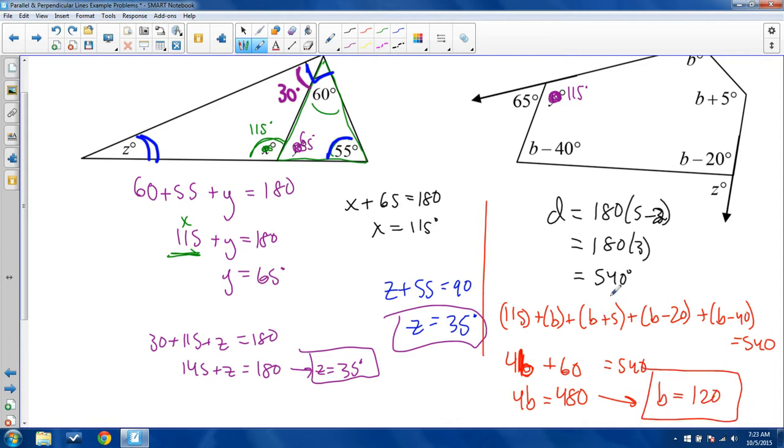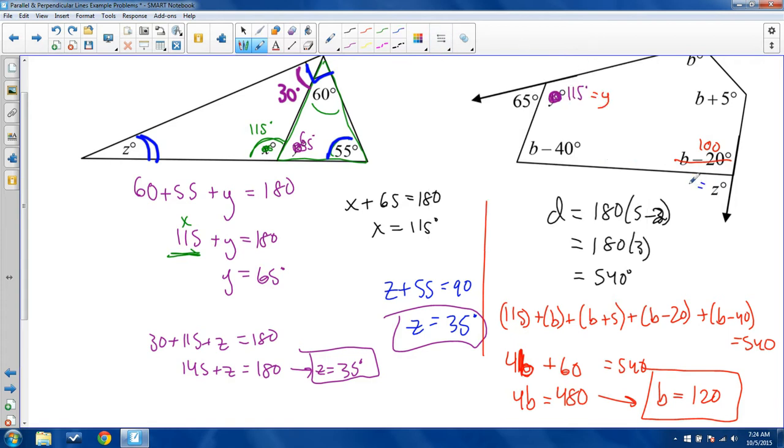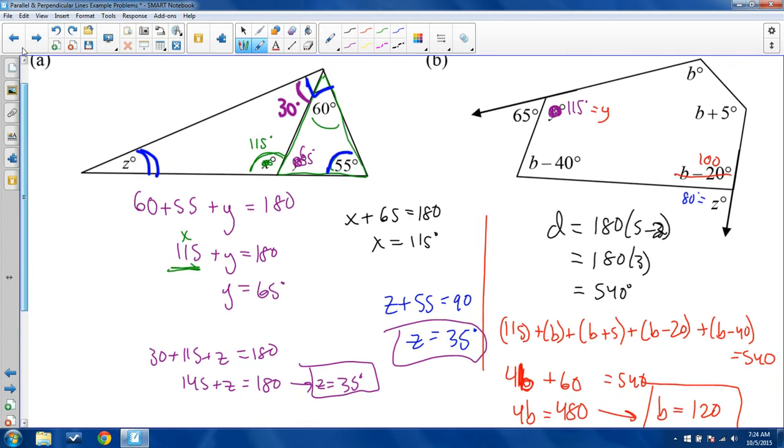So if b is 120, let's solve for z now. If b is 120, this angle measures 100. So z equals 180 minus 100, which is 80. That's really the only way that I would reasonably go about solving this problem. You had to get that interior angle sum to do the rest with the linear pairs.